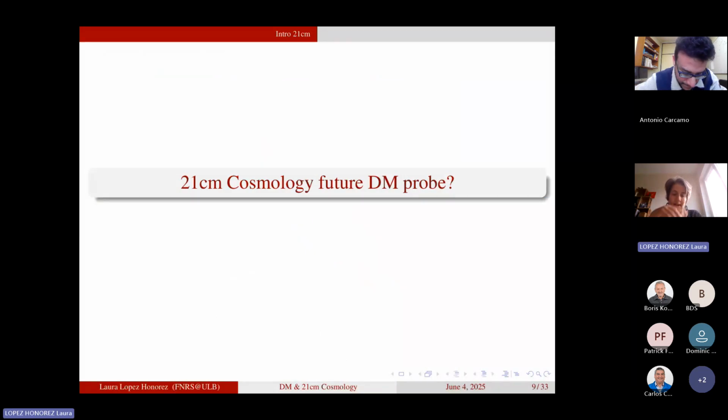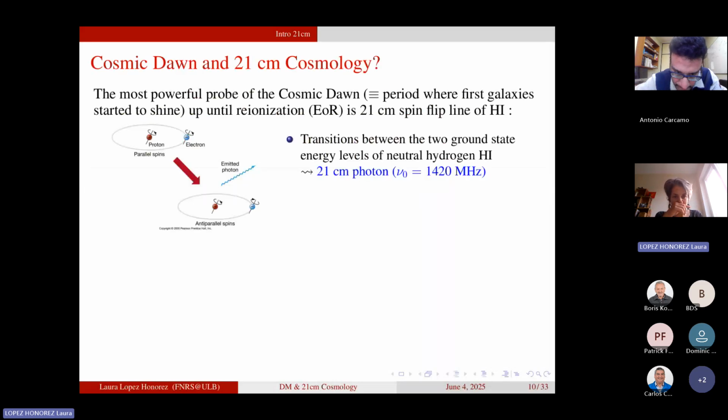So I repeated several times 21 centimeter cosmology, and I would like to tell you a little bit more about what this could be. The signal we are interested in arises from the spin-flip transition of neutral hydrogen. These are transitions between the two ground state energy levels of neutral hydrogen that give rise to emission or absorption of photons of a wavelength of 21 centimeter. This is the origin of the name.